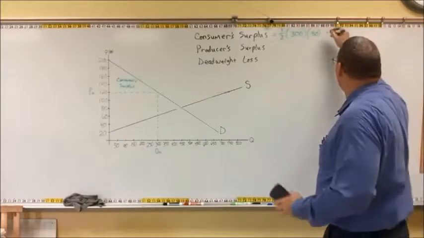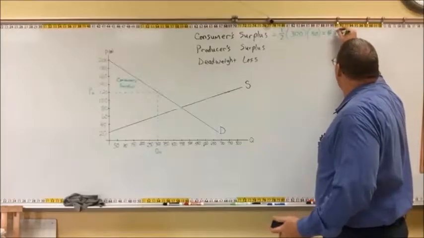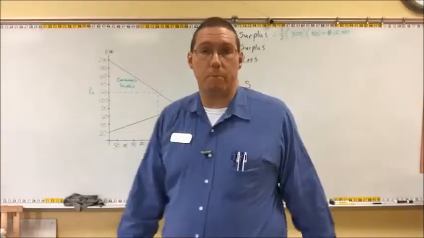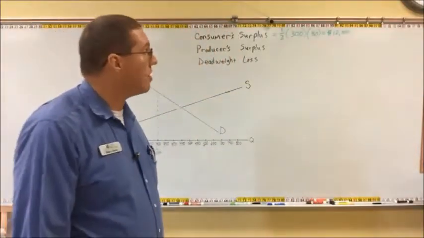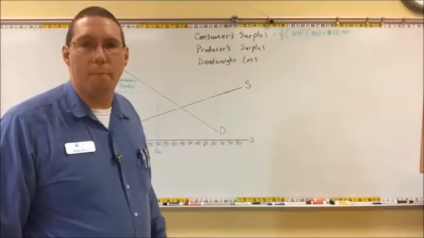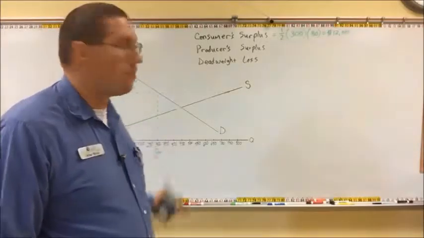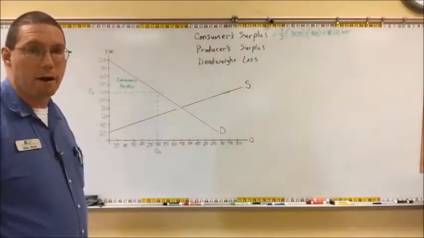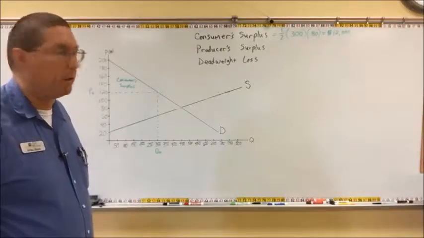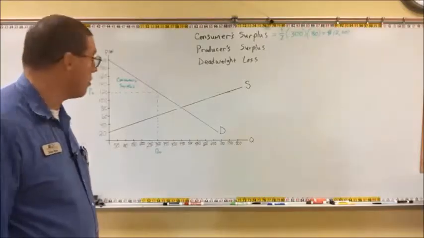So if we do this in a calculator, 1/2 times 300 times 80 gives us 12,000. And what has happened is, consumer surplus before, when it was an efficient market, was 27,000. Now it's 12,000. Consumer surplus has gone down by 15,000 because of this imposed higher price. Consumers are getting less benefit from this market due to the inefficiency.